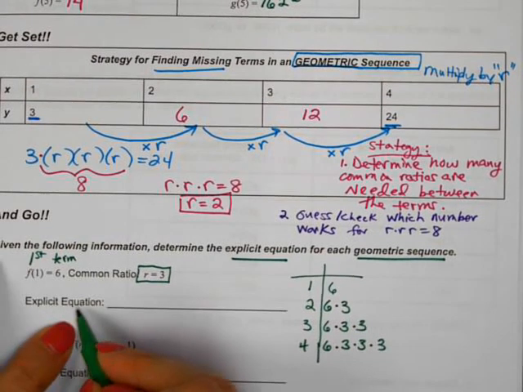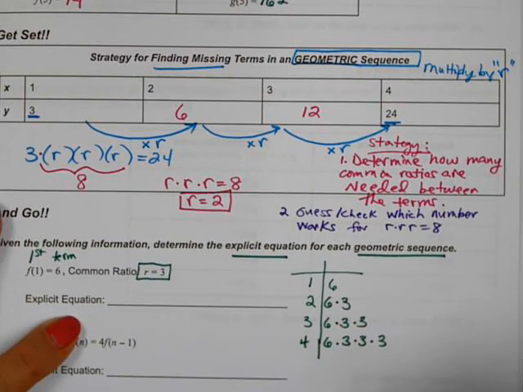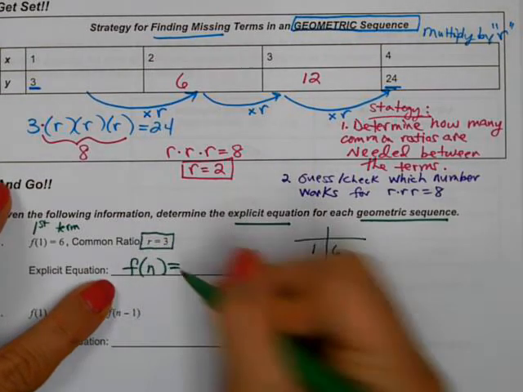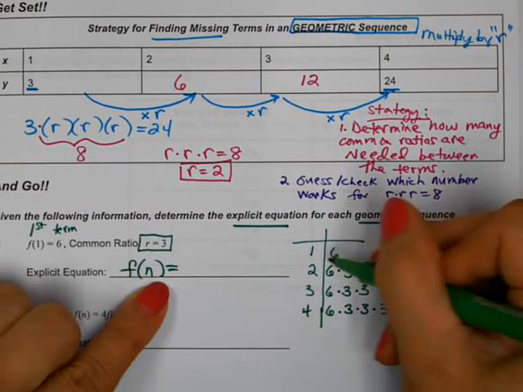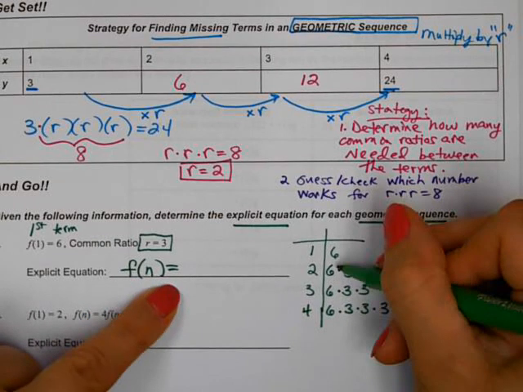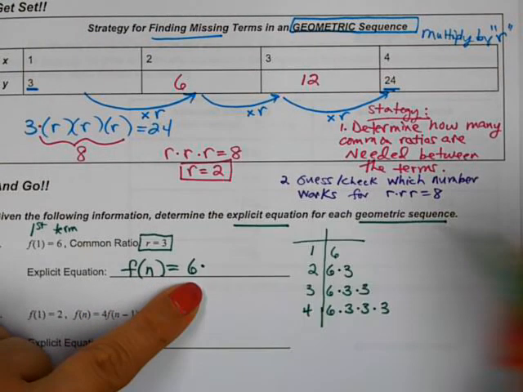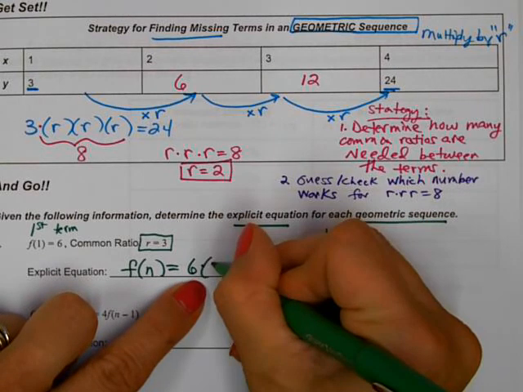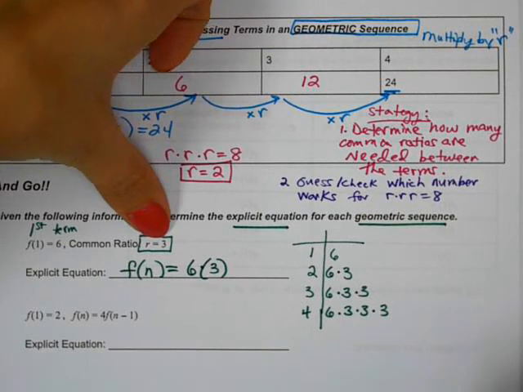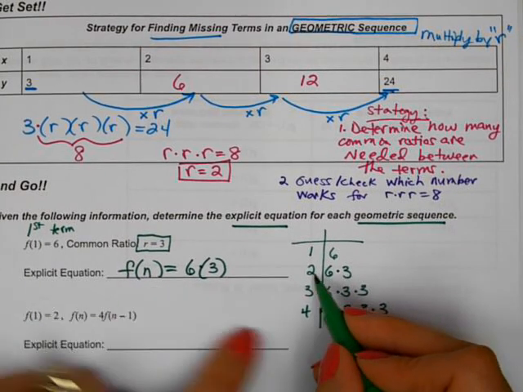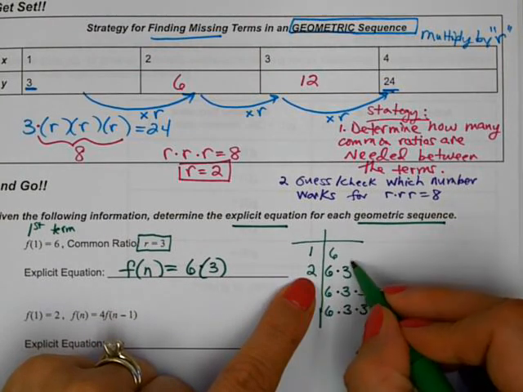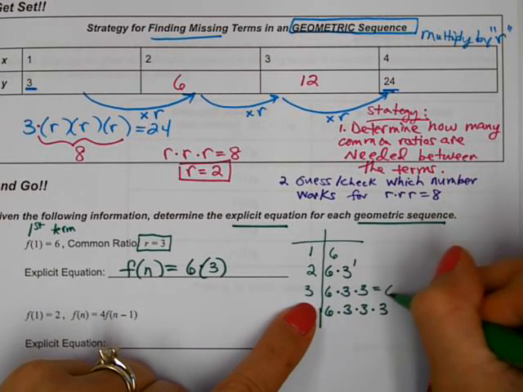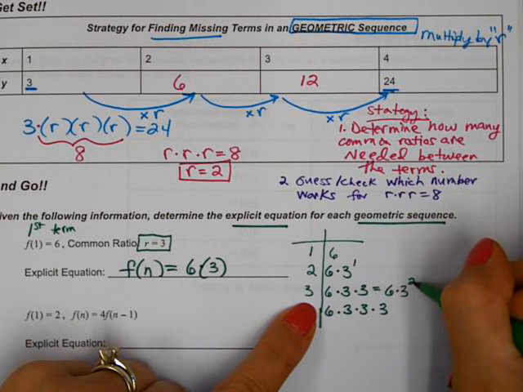Okay, explicit is an equation that can help you find any term. So we're going to notice the pattern here. F of n equals. All of these terms have a starting number of 6. So that explicit equation would need a 6. And all of the terms are getting multiplied by 3. So I'm going to say times 3. That's our common ratio. And let's see, the second term only had 3 to the first power. The third term has 3 to the second power.